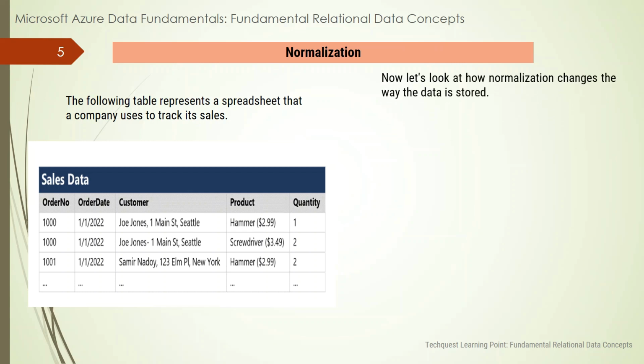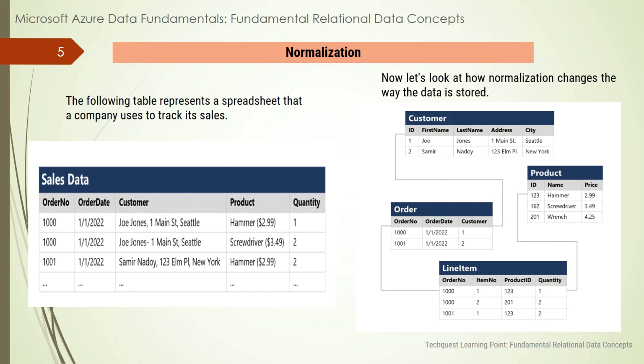Now let's look at how normalization changes the way data is stored. Each entity that is represented in the data, customer, product, sales order, and line item, is stored in its own table, and each discrete attribute of those entities is in its own column. Recording each instance of an entity as a row in an entity-specific table removes duplication of data. For example, to change a customer's address, you need only modify the value in a single row.